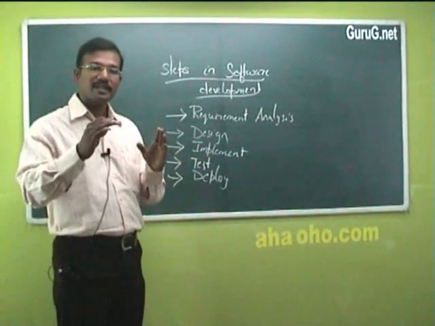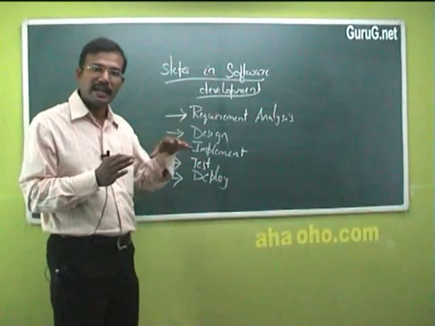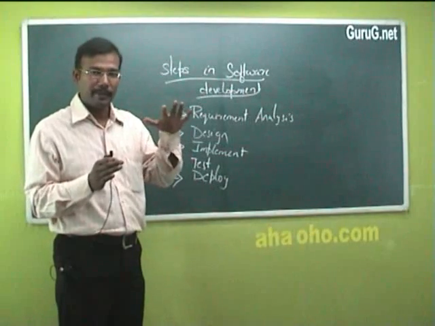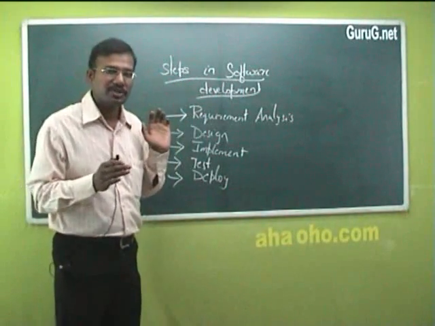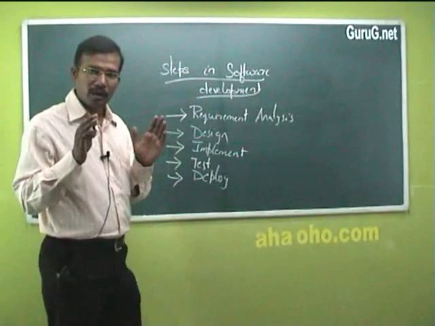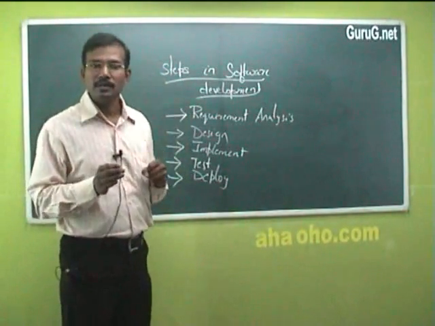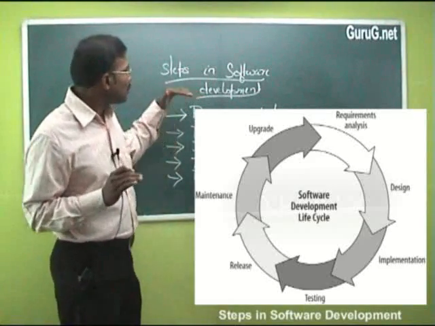So far we have discussed different types of software, and in each classification we have discussed one example, and in system software we have discussed two examples. Now we are going to see the steps involved in the development of software projects.